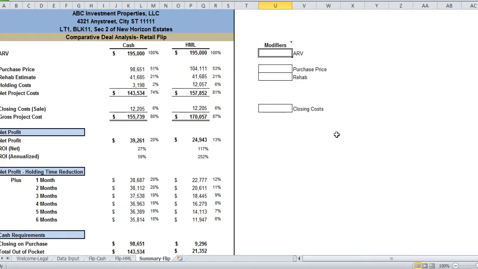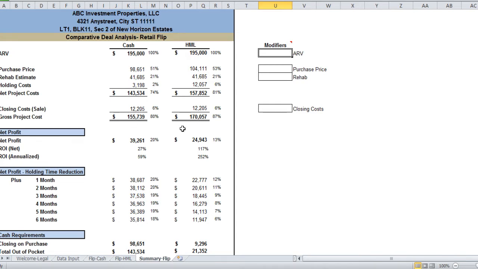We have all of our numbers from the preceding two pages side by side to evaluate the deal using cash or hard money. We start with the basics, comparing the project cost and breakdown of how we get to those amounts. You'll note here we have our ARV, our purchase price, which is our cash purchase price, including all of our closing cost, our rehab estimate, our holding cost, our closing cost, and our gross project cost. You'll notice the differences here, 143 versus 157, 155 versus 170.